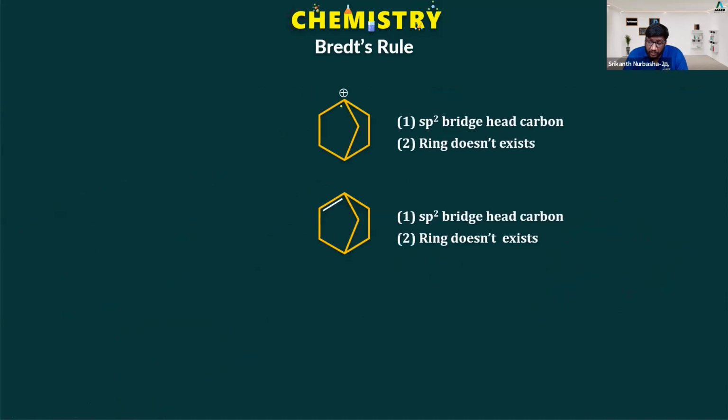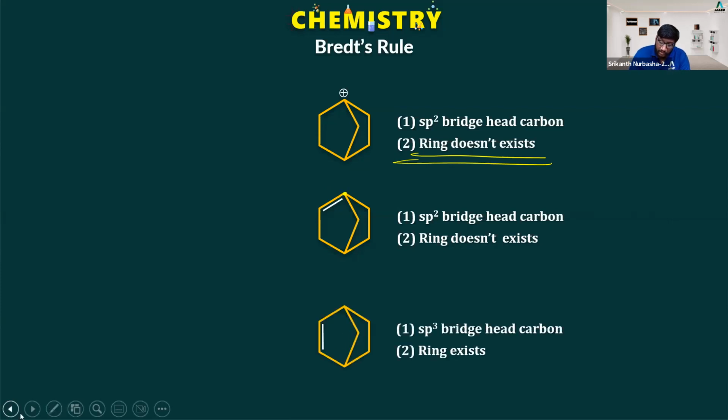So as I said, a bridgehead carbon cannot possess a positive charge. So an sp2 bridgehead carbon ring does not exist. This type of ring will not exist, because this is a bridgehead carbon which is involved in a double bond. Double bond means sp2 hybridization. sp2 hybridization means trigonal planar. So the ring does not exist.